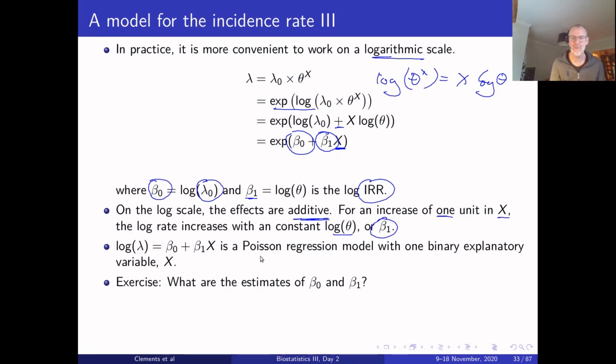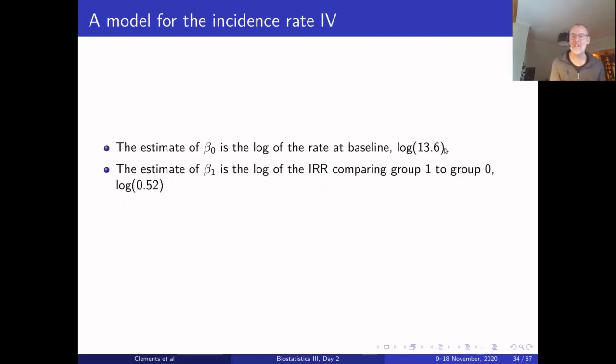So this is a Poisson regression model with one explanatory variable, x. And importantly, the regression model in this case is actually based on the hazard. So as an exercise, can you do the calculation for what is beta naught and beta 1? What we find is that beta naught is equal to the log of the rate per 1000, so it's log of 13.6, and beta 1 is the log of the incidence rate ratio, so it's log of 0.52.